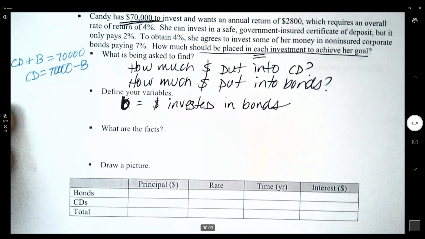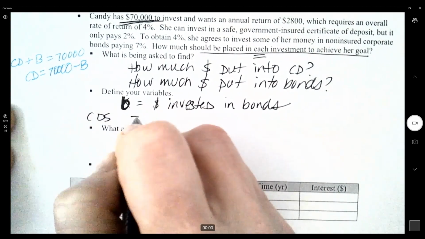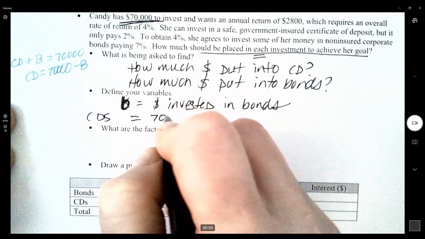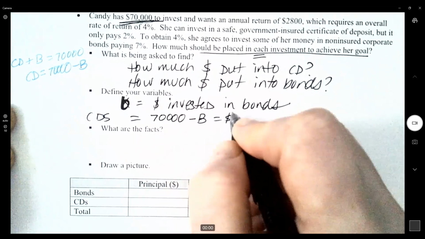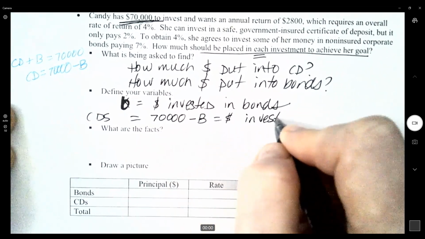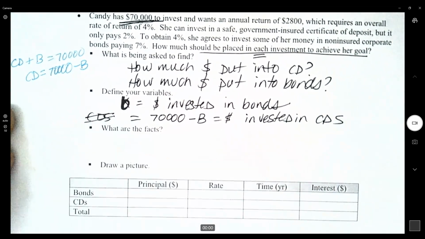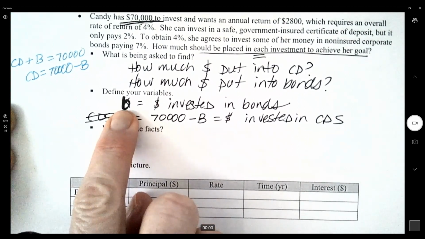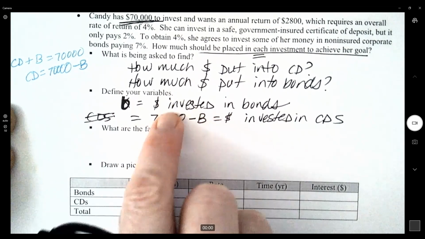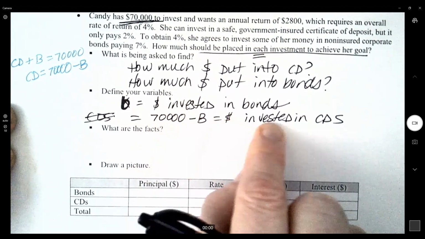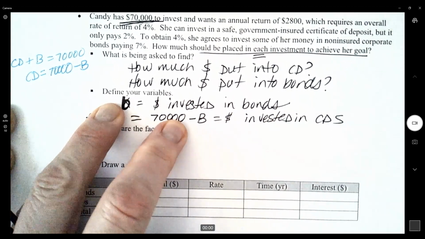So look what I did there. The amount that she plans to put in the CDs is going to be equal to $70,000 minus what she puts in bonds, which is the money invested in CDs. So I'm not actually using a different letter. I'm using the letter B for bonds, but I'm also using the same letter B in a new mathematical expression for the amount invested in CDs, because we know that the two of these have to add up to $70,000.